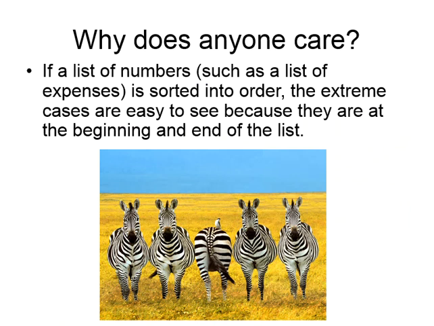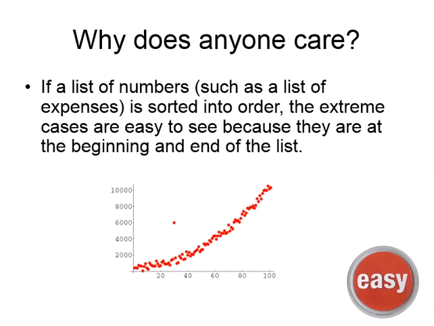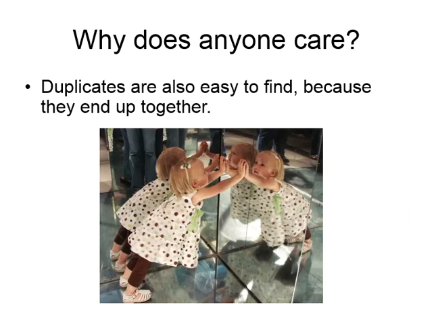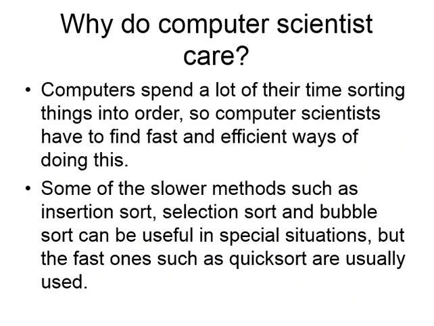Another reason why it's useful is that once they're sorted, the extreme cases are really easy to find because they're at the beginning and the end. Those are the mins and maxes. That's useful in insurance. My sister says there might be one case that's $3 billion and everything else is in the thousands, but that one case at $3 billion is going to mess up everything. So you really need to know those outliers. Another thing that's good about sorting is it allows you to find duplicates, and they're easy to find because they end up together. Computer scientists spend a lot of time putting things into order.